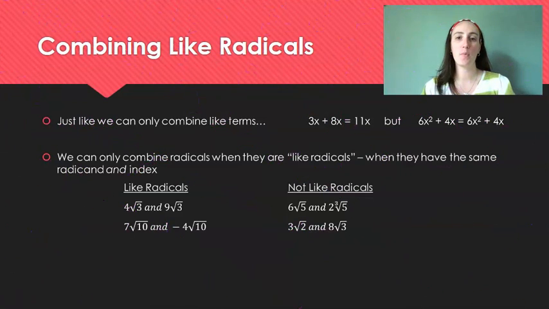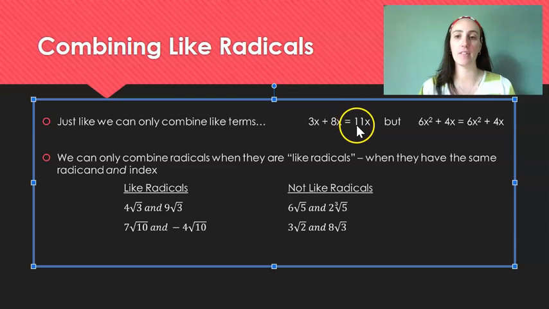One thing that we can do with our square roots is combine them. We call it combining like radicals. Think about back when you learned about combining like terms. You had something like 3x and 8x. You were able to combine those together because they both just had an x after the number. We just added the coefficients, 3 plus 8, that gave us 11x.